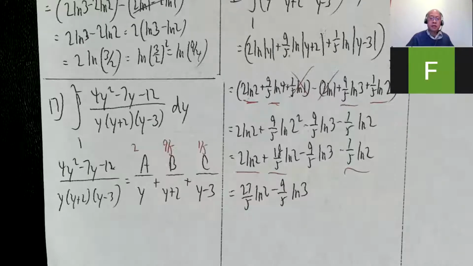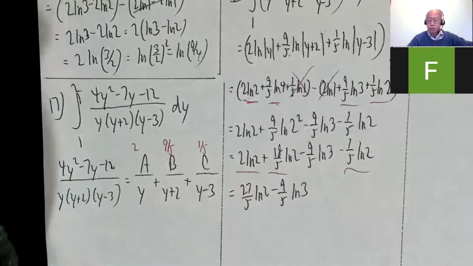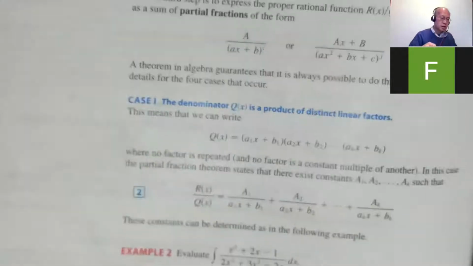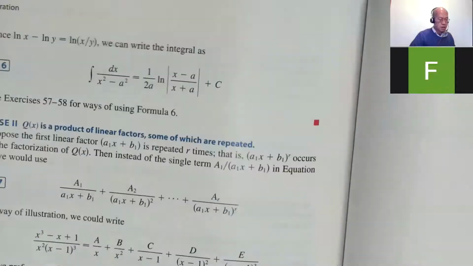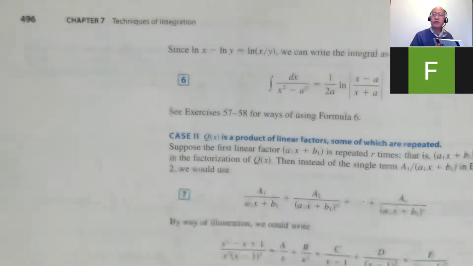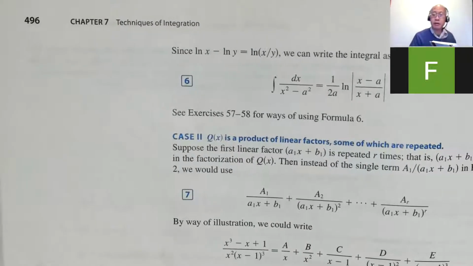There's 4 separate cases that I need for you to consider. And again, if you want to put these on your cheat sheet, you may. So let me go over those now in the text. The text calls them case 1, 2, 3, and 4. On page 494 is case 1. 496 is case 2. So far, we've been doing case 1, the easiest case scenario.